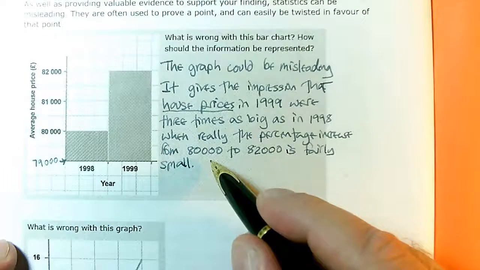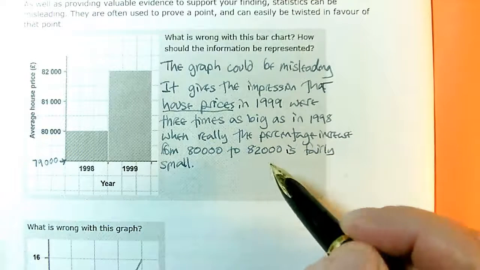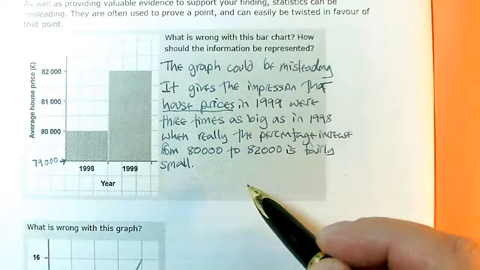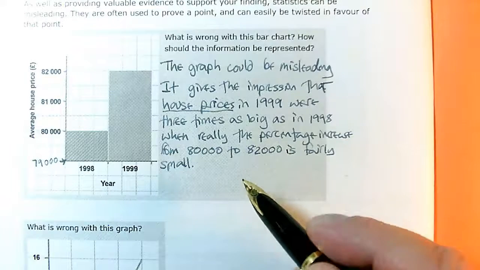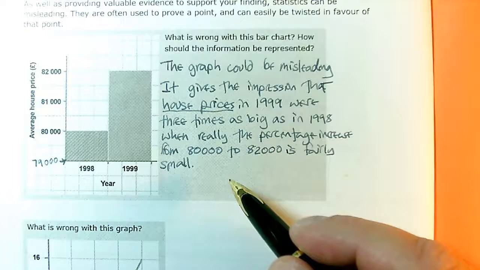So the increase from 80,000 to 82,000 is a percentage increase we're talking about, and that would be fairly small. You can even work it out if you want, but that's not strictly necessary. Okay, so we've described the misleading effect and what the real situation is.